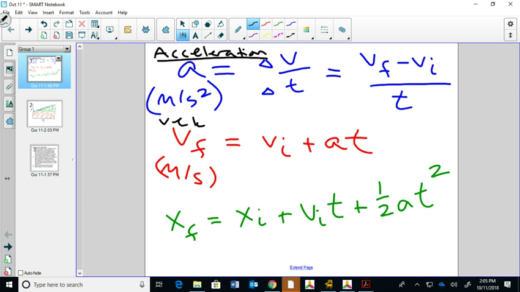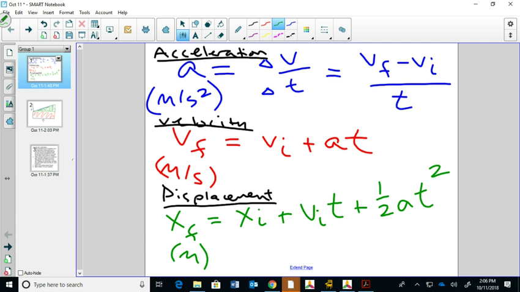Acceleration, velocity, and displacement. Displacement is distance. What units do we get for distance? Meters. Okay?